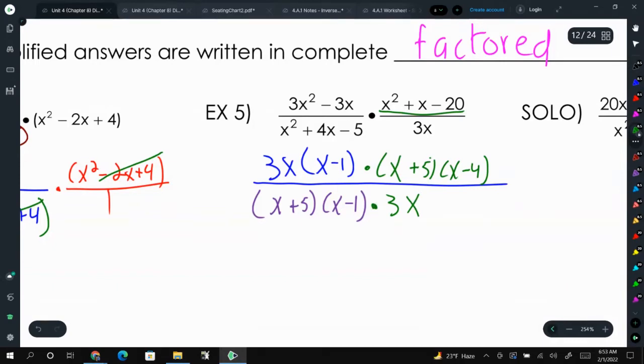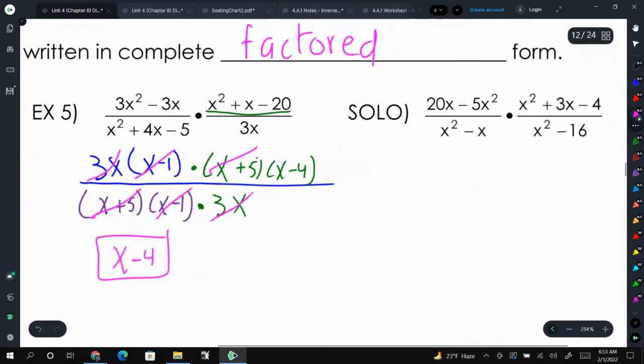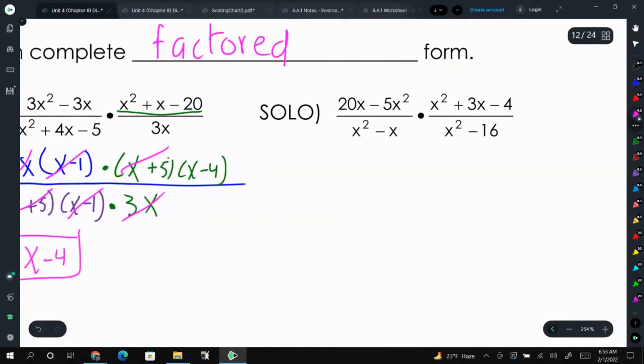Now again, because everything is being multiplied, we can start crossing things out. We have a 3x on top and a 3x on bottom, so we'll cross those out. We have an x minus 1 and x minus 1, x plus 5, x plus 5, so we are left with just x minus 4. Over here, I want you guys to pause the video and try this one. Remember, factor the top and bottom first, and then combine everything as one fraction.